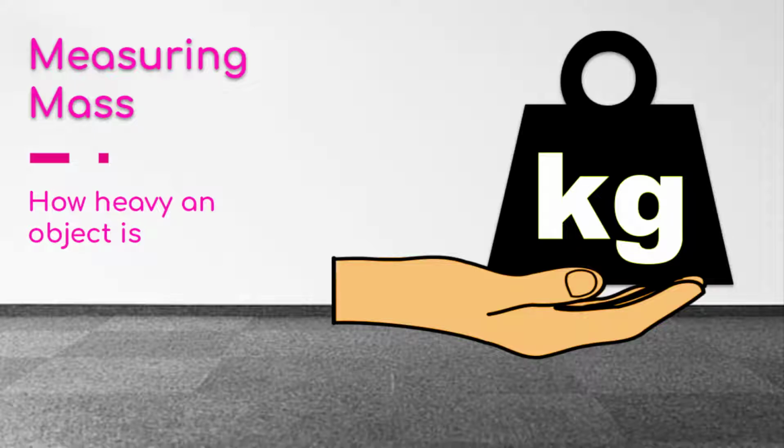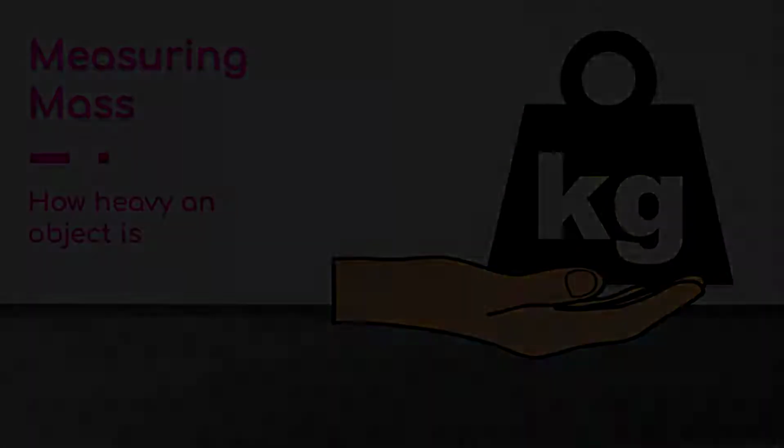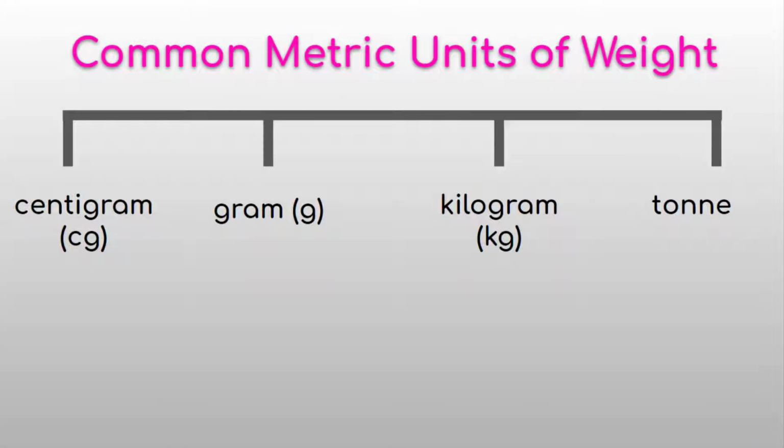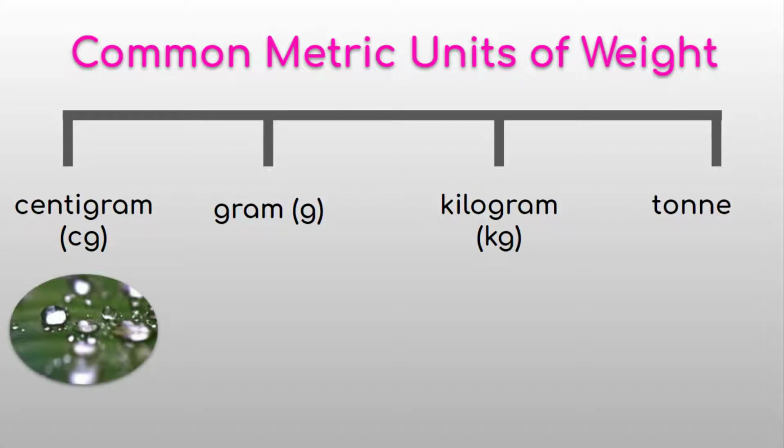Or a gram? Well, this chart shows some common metric units of mass. A centigram is 1/100th of a gram. It has a very small mass, almost as if you can't even feel it. A raindrop would weigh 1 centigram. A gram feels very light. A paperclip weighs 1 gram. A smartphone could probably weigh between 100 to 200 grams.